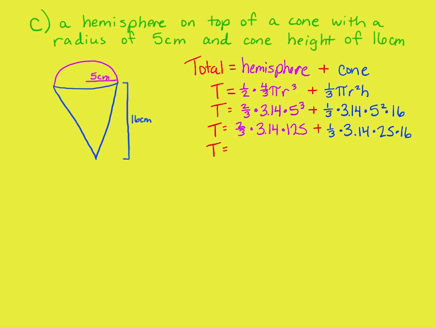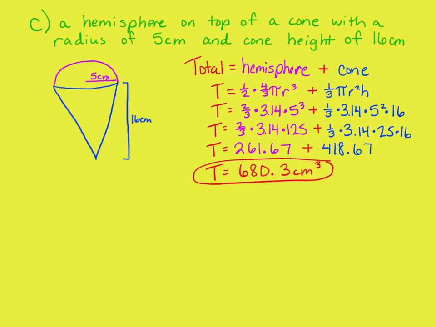And so then, for the hemisphere, we get about 261.6 repeating. I'll go ahead and round out to about 261.67. And then for the cone, we get 418.6 repeating, so I'll go ahead and round that out to 418.67. And then we just add these, and to the nearest tenth, we get about 680.3 cubic centimeters. And we have found the volume of this composite figure.